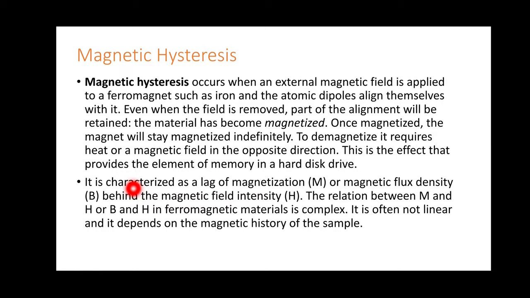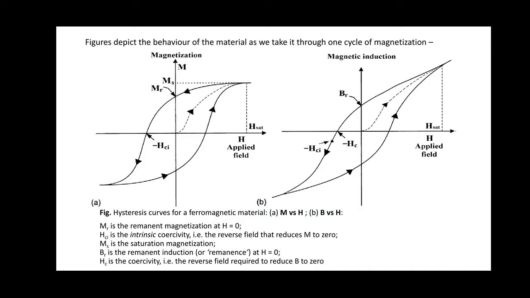Magnetic hysteresis is characterized as a lag of magnetization or magnetic flux density behind the magnetic field intensity. That is, both start from the origin, but the magnetic field intensity reaches its peak first, and the magnetization or magnetic flux density remains behind. The relation between M and H, or B and H, in ferromagnetic material is quite complex. It is often not linear and depends on the magnetic history of the sample, as we explained previously.